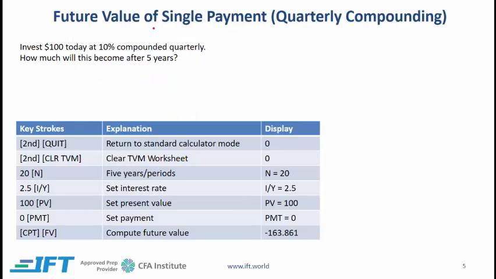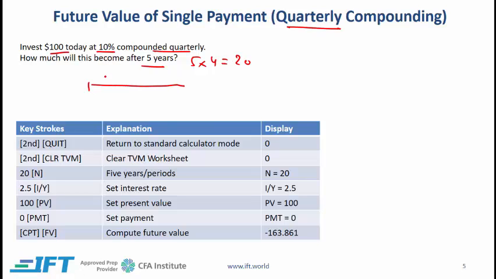We'll now look at the future value of a single payment where there is quarterly compounding. Say you invest 100 today at 10% compounded quarterly. How much will this become after 5 years? The first thing to recognize here is that we have 20 periods. 5 years with 4 quarters per year, so that is 5 times 4, which is 20 periods.